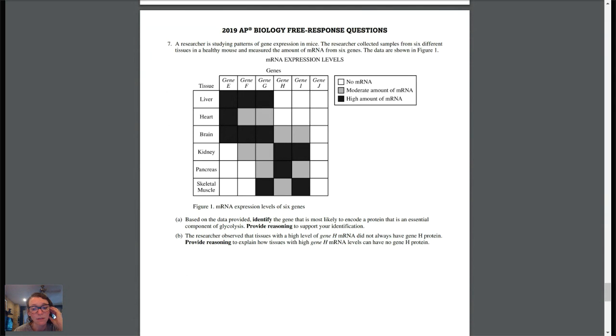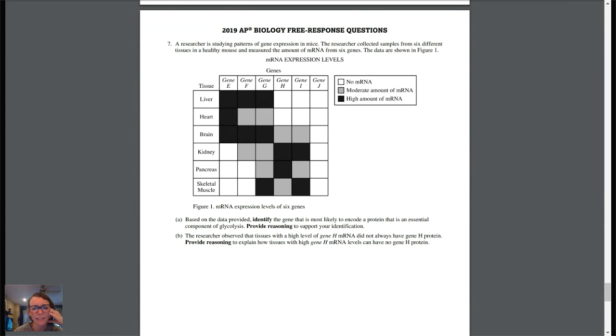Okay. Then for part B, the researcher observed that tissues with a high level of gene H mRNA did not always have gene H protein. Provide reasoning to explain how tissues can have no gene H protein. So here you want to talk something about gene regulation. Maybe we're regulating transcription here. Maybe there's alternative splicing that's creating a different protein. You could probably be pretty creative here.